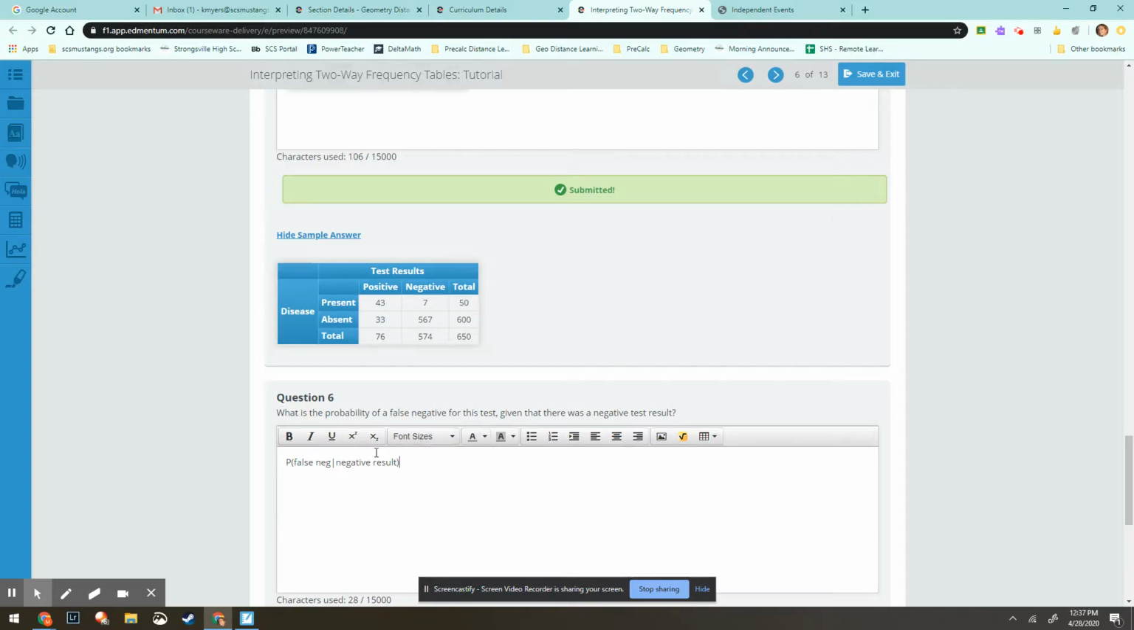So that whole given thing means we are restricting our sample space to just the negative result. That means my denominator is going to be the negative results, which is 574. There are 574 negative results.